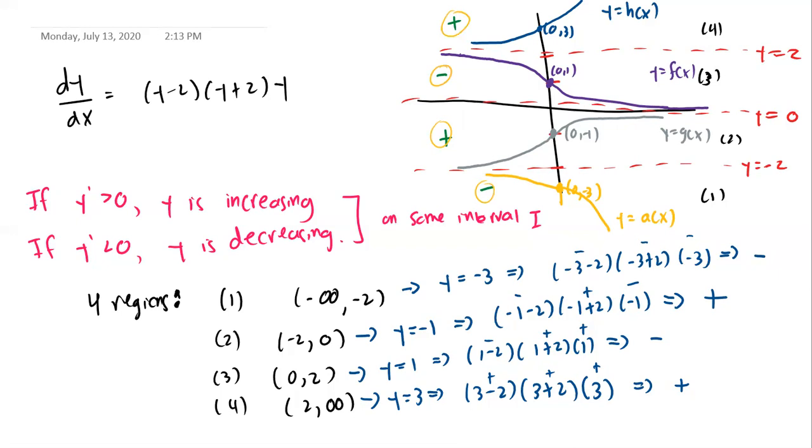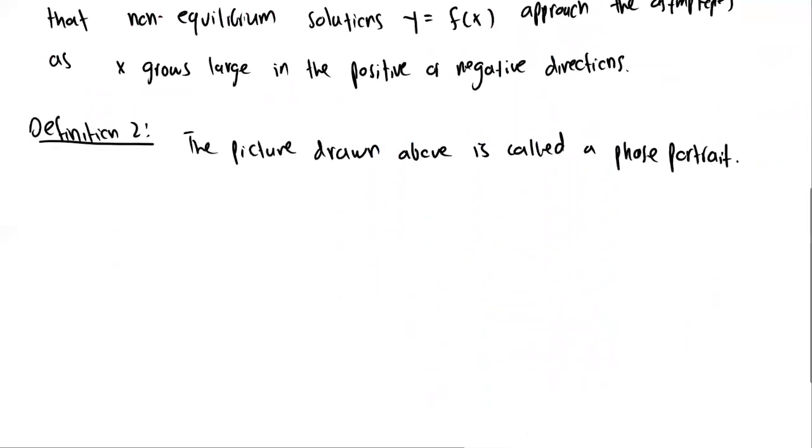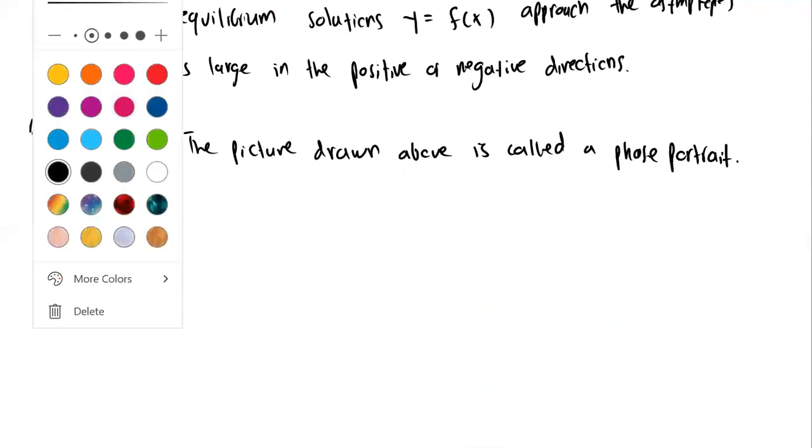Again, I know nothing about these functions, y equals h of x, y equals f of x, y equals g of x, and y equals a of x, other than that they go through the points 0, 3, 0, 1, 0, -1, and 0, -3. However, using the information I got from the autonomous differential equation, now I know on what regions these solutions lie and whether they're increasing or decreasing. Finally, the last thing I know is their long run behavior, which I kind of drew, but we can write down. Okay. So what is the long run behavior of these functions?